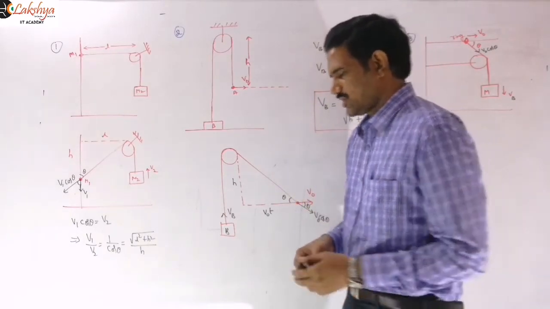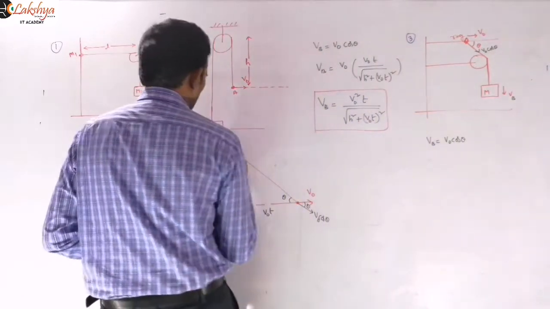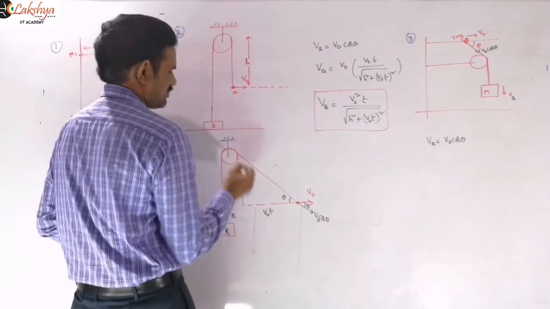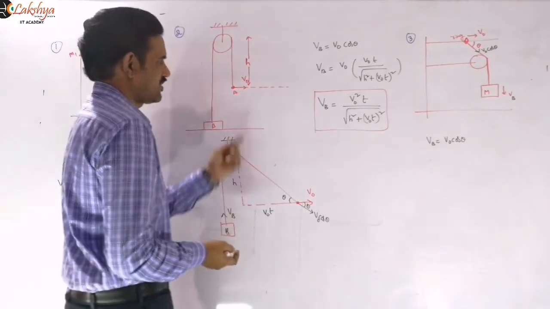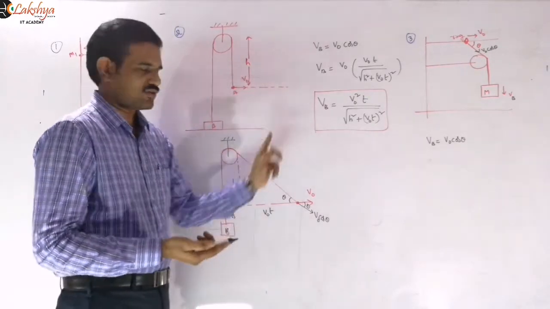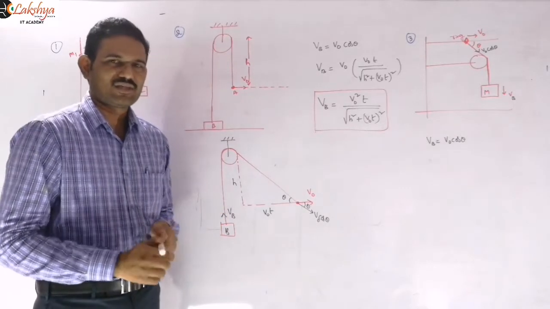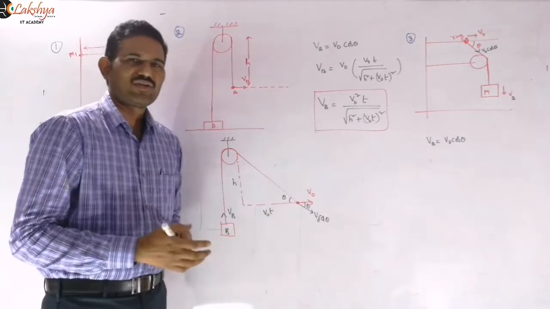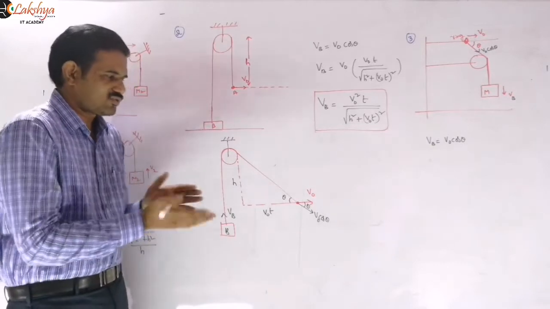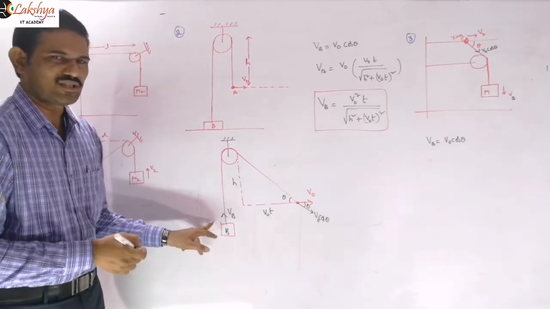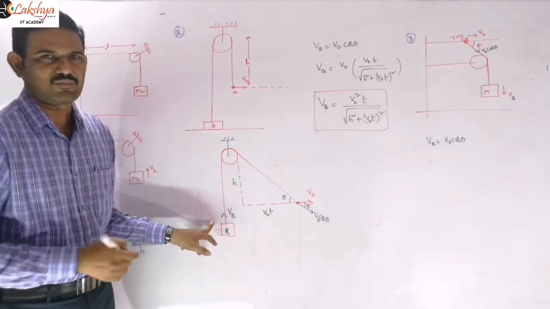That means now we are assuming this block is already traveling some distance here. This block has already traveled. In time t, it travels a distance of V0 into t. Now I am taking that situation here. It is already given that this velocity is V0 along this direction. So we need to resolve this. At that instant I am assuming the velocity of this block as Vb in upward direction.